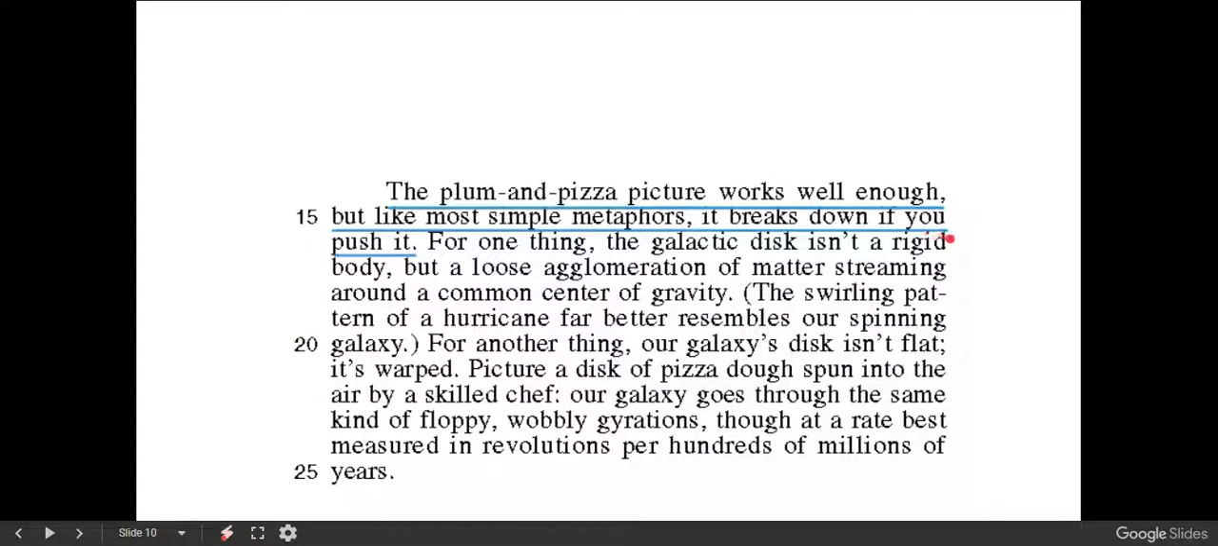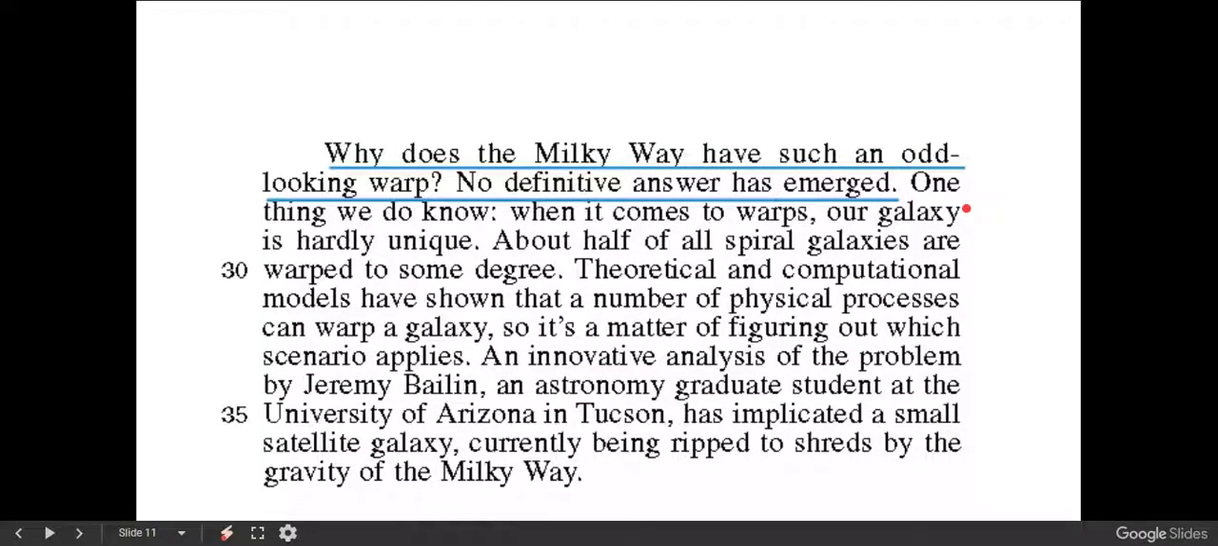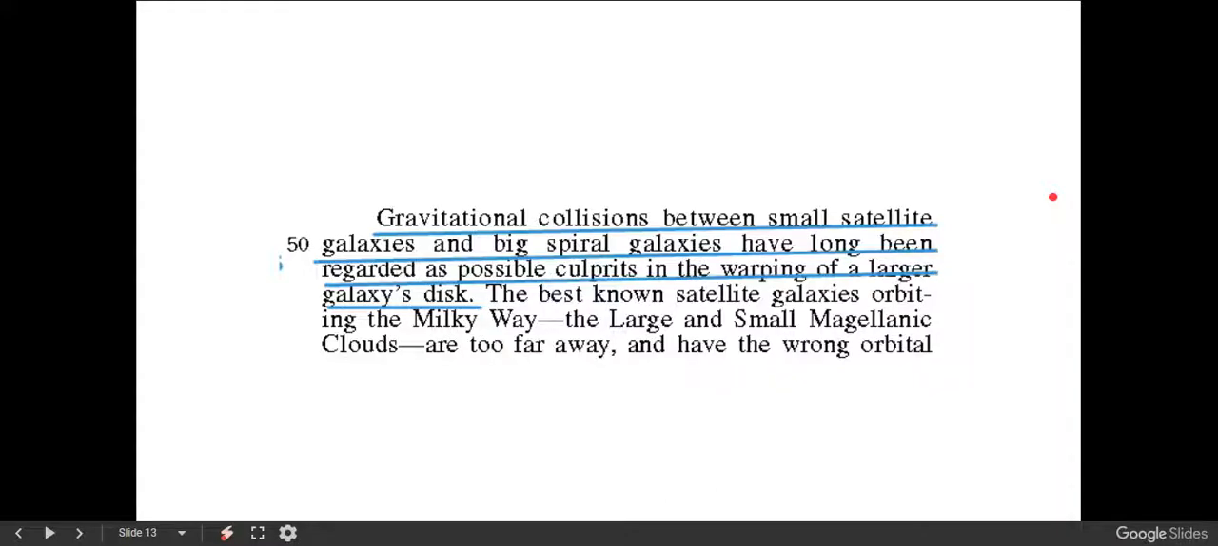The next one, the plum and pizza picture works well enough, but like most metaphors, it breaks down if you push it. So that lets us know that idea is not perfect. Why does the Milky Way have such an odd-looking warp? So the target sentence is a question. When I go on, it just says no definitive answer has emerged. So I know this was like, well, there's not conclusive evidence.